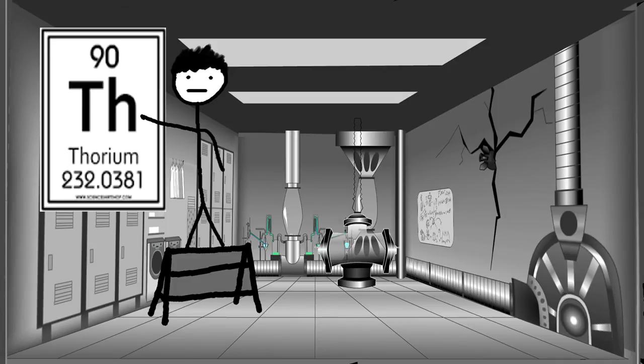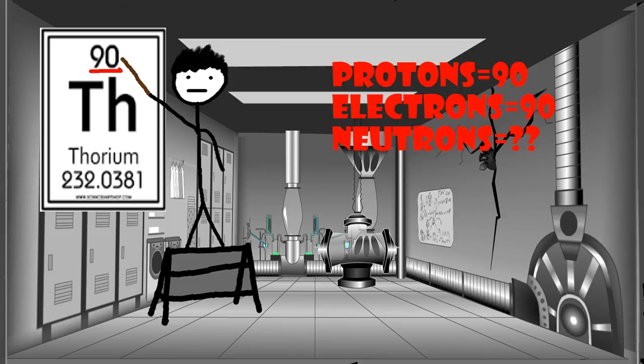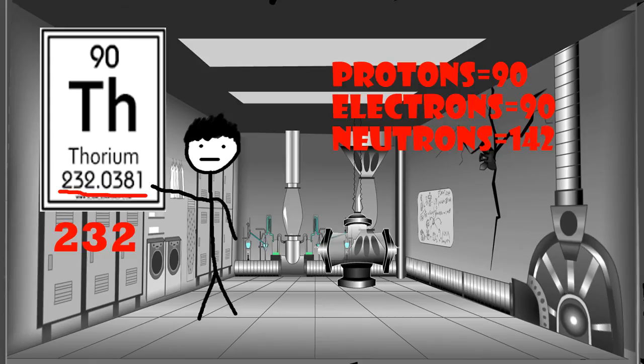Here, we can see that the chemical symbol for thorium is Th. The number at the top is the atomic number, which tells us that each atom contains 90 protons and 90 electrons. But how many neutrons, you may ask? Well, from the atomic mass 232, we can find out that the most common atoms have 142 neutrons.